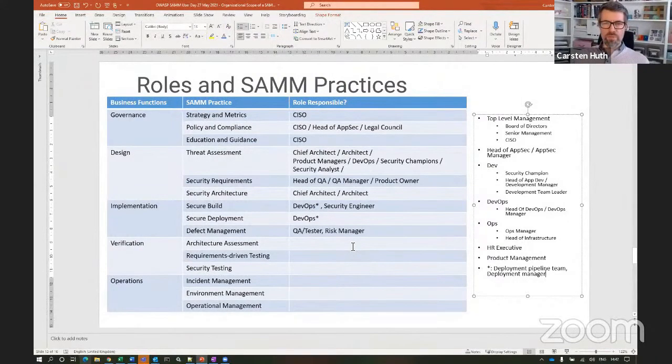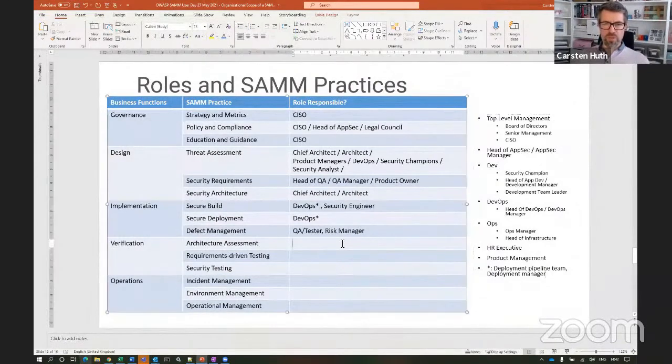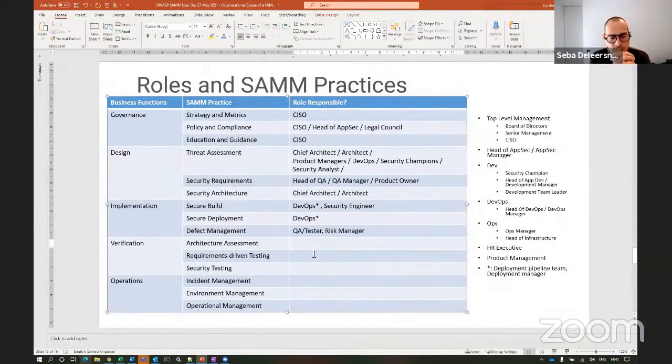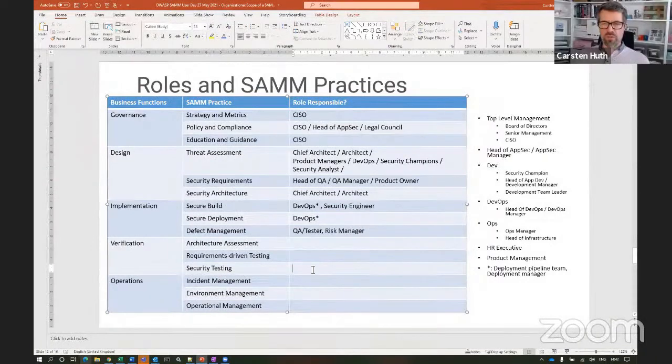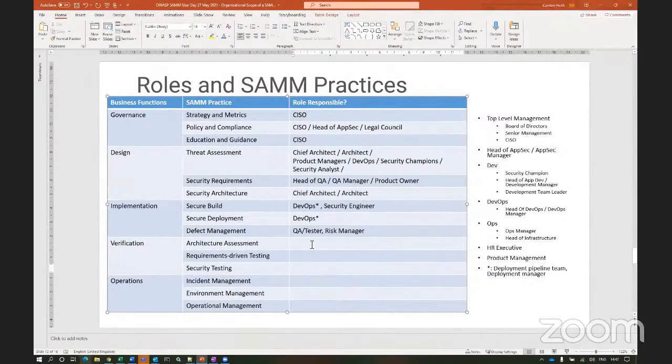Okay. So maybe we can sort of move on a bit to the verification, just in the interest of time as well. Yeah. So here, I think, security testing is... Well, security champions is something I would bring in here. Yeah, especially. So for the architecture assessment, I would suggest having the security champions there.